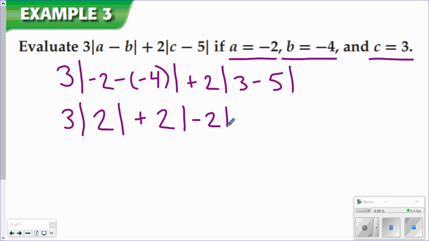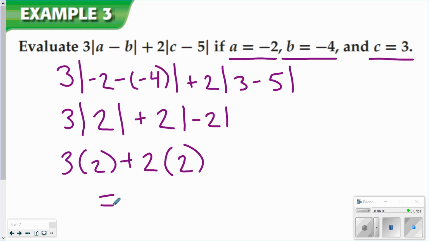So for the first absolute value, we have a positive 2, which means it's going to stay positive. In the second absolute value, we have a negative 2, which changes it to a positive 2. And 3 times 2 plus 2 times 2 is 10. So our final answer is 10.